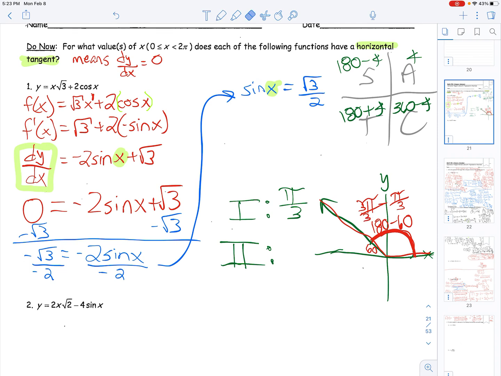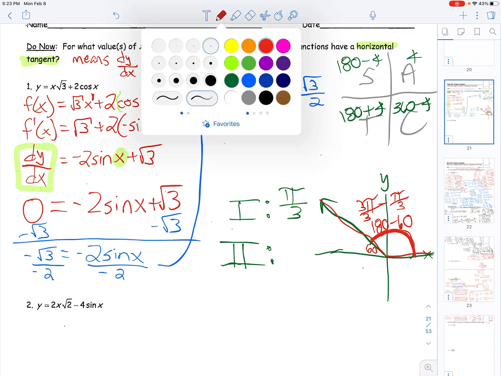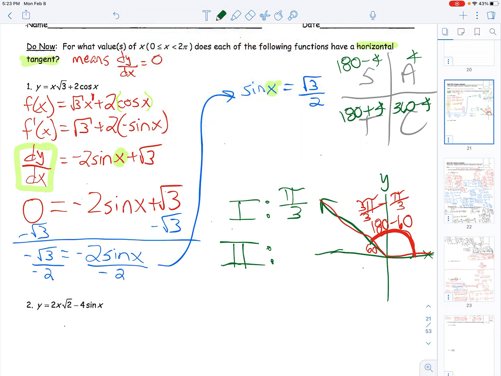So pi over 1 minus pi over 3. Let me get a common denominator there. Times pi over 1 by 3 over 3, make that 3 pi over 3, minus pi over 3 will get me 2 pi over 3. And there you go. That's your quadrant 2 angle that has a reference angle of 60 degrees, pi over 3 radians.